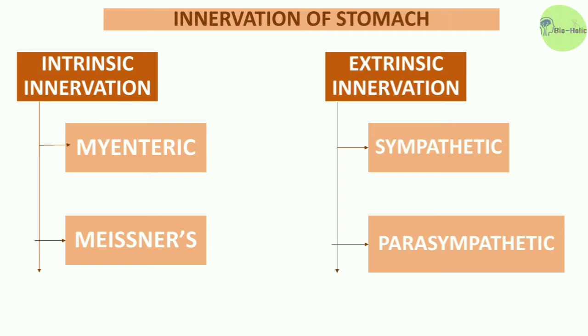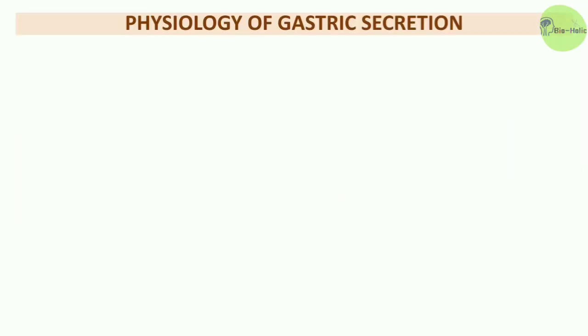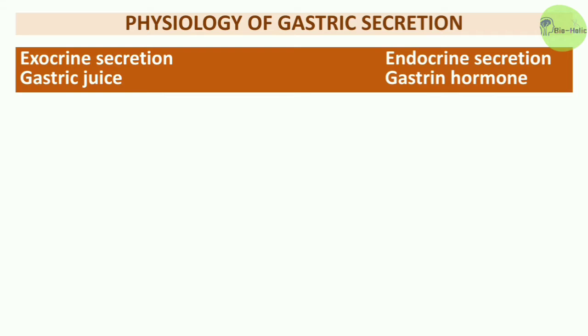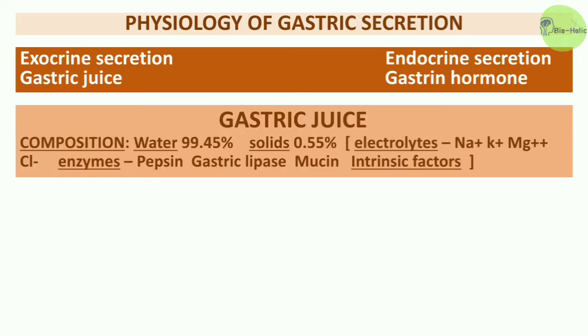Now let's move on to the secretion of stomach. There are 2 types of secretion: the exocrine secretion, which is gastric juice, and the endocrine secretion, which is the gastric hormones. The gastric juice composition has 99.45% of water and 0.55% of solids, which include electrolytes like sodium, potassium, magnesium and chloride ions, enzymes like pepsin, gastric lipase, mucin, etc., and some intrinsic factors.